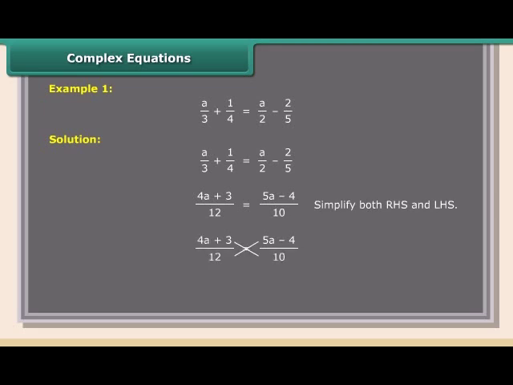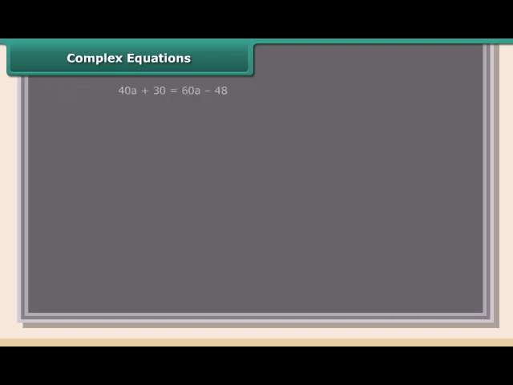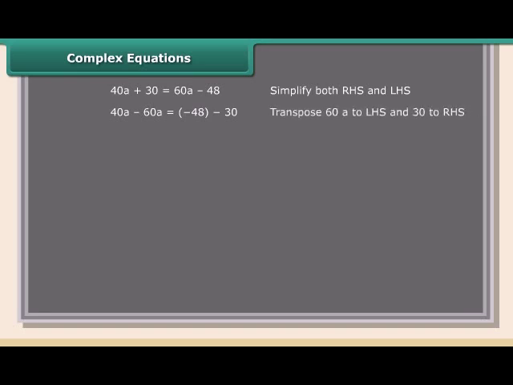4a plus 3 upon 12, 5a minus 4 upon 10. Use cross multiplication. 10 into 4a plus 3 is equal to 12 into 5a minus 4. 40a plus 30 is equal to 60a minus 48. Simplify both RHS and LHS. 40a minus 60a is equal to minus 48 minus 30. Transpose 60a to LHS and 30 to RHS.